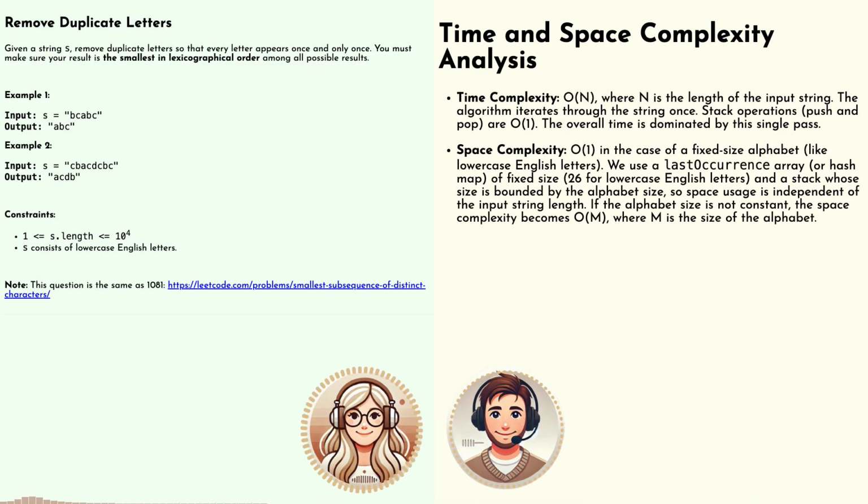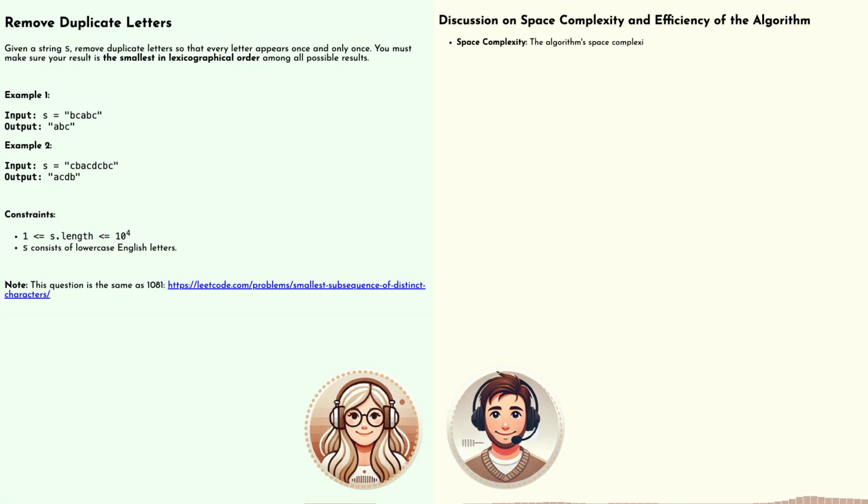But in terms of big O notation, the complexity is still considered linear. That's O of n, where n is the length of the string. Because the number of operations we do grows proportionally to the length of the string. So even though we have multiple loops, it doesn't drastically increase the time it takes to run. Exactly. Okay, what about space complexity?